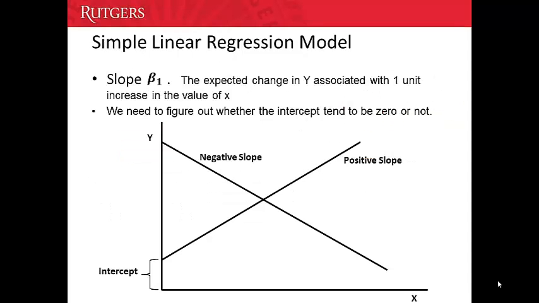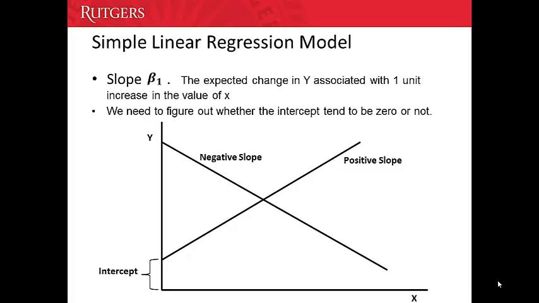Let's take a look at the slope. We use beta 1 to represent it. If the slope is positive, it means there is a positive relationship between the dependent variable and the independent variable. If x increases, y increases as well. If the slope is negative, there is a negative relationship between the dependent variable y and the independent variable x, which means if x increases, y will decrease.